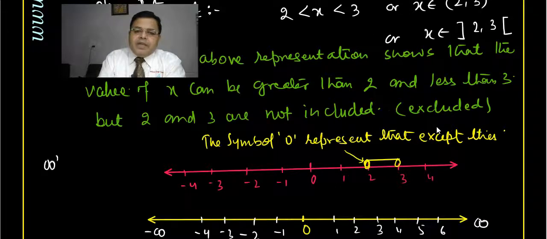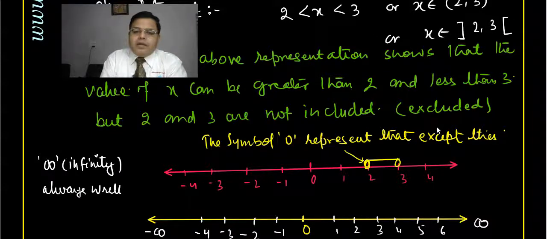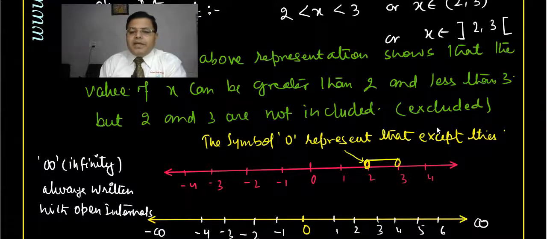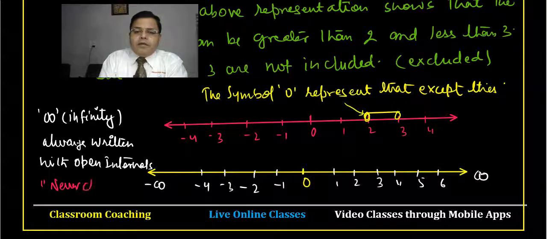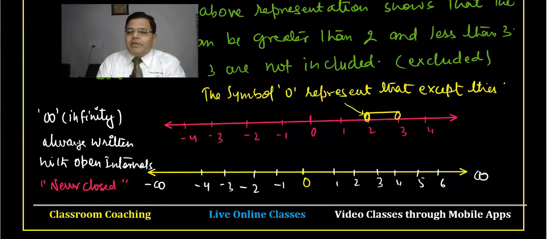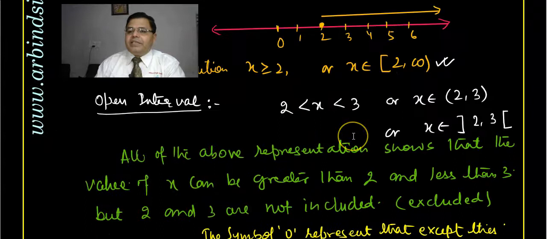Remember, this is called infinity. Infinity is always written with open intervals. It is never closed. Remember this. So infinity is always an open interval. So x greater than 2, till when? Till infinity. But infinity is always an open interval.